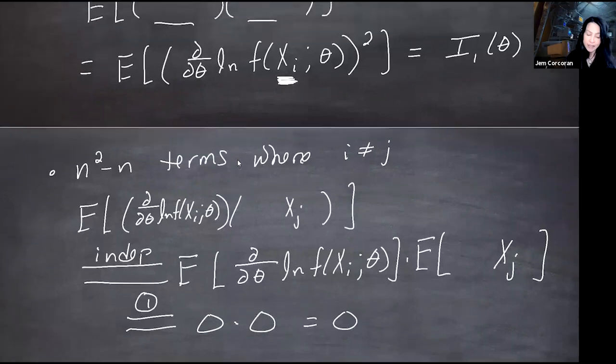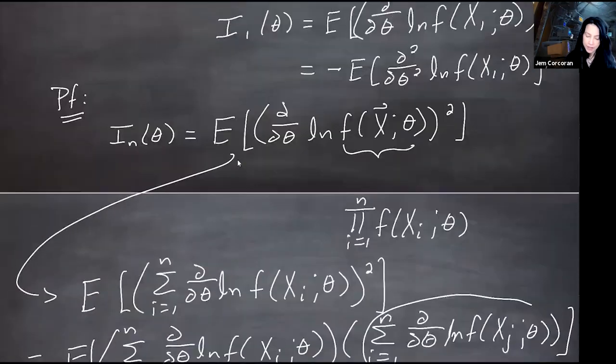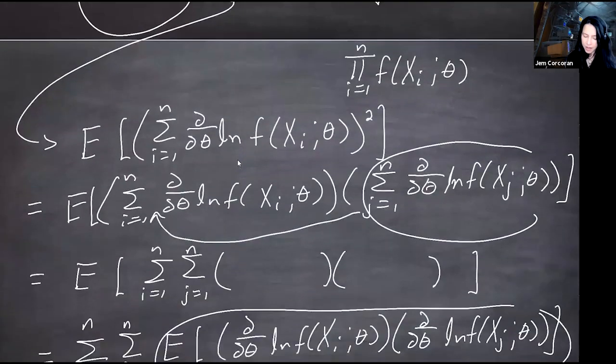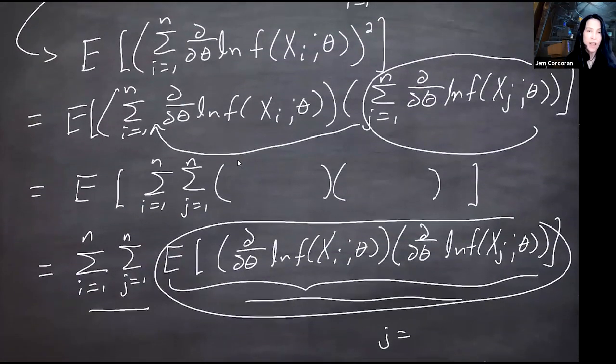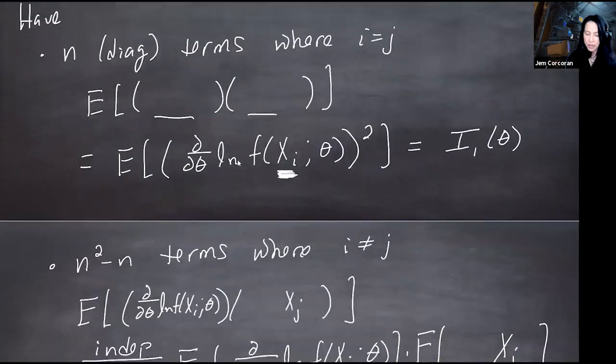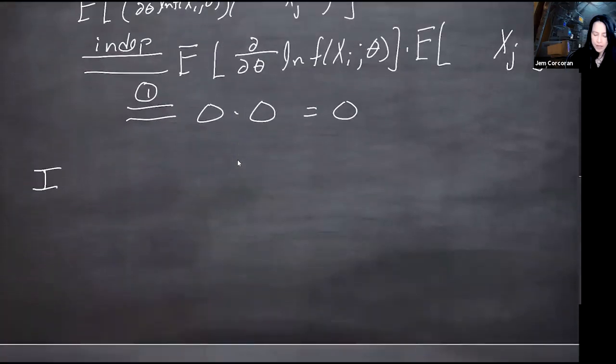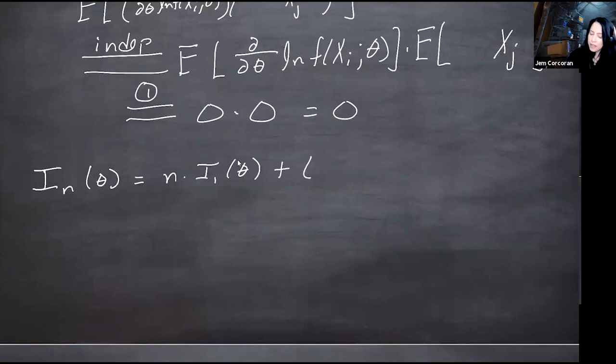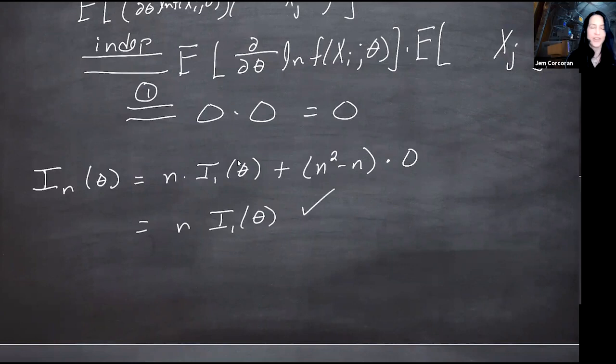So to finish this off, I started with the n-dimensional Fisher information. I wrote it as a double sum of things. We just realized that a whole lot of those things are 0. If you arrange those terms in a matrix, everything off the diagonal is 0, and everything on the diagonal is equal to the one-dimensional Fisher information. So we now have that I_n of theta is n times the one-dimensional Fisher information plus, and you obviously don't need this, n squared minus n times 0. So we get n times the one-dimensional Fisher information, which is what we were trying to show.